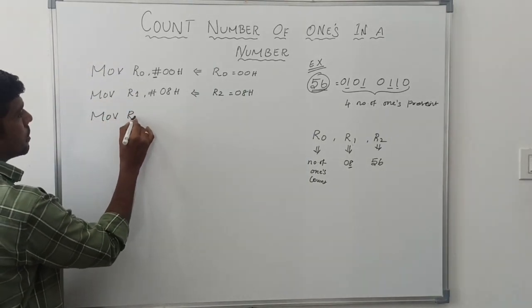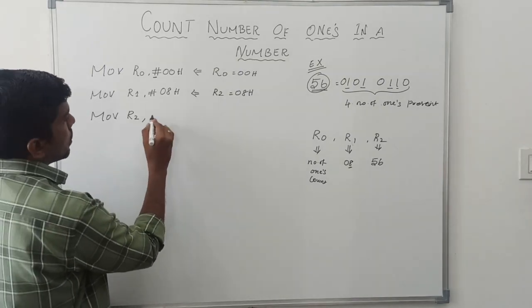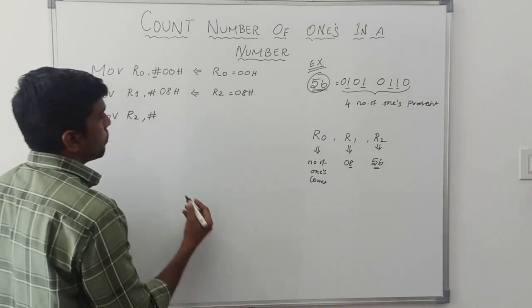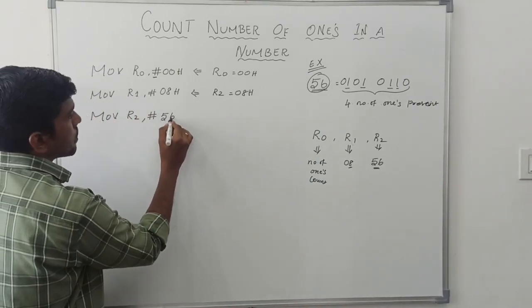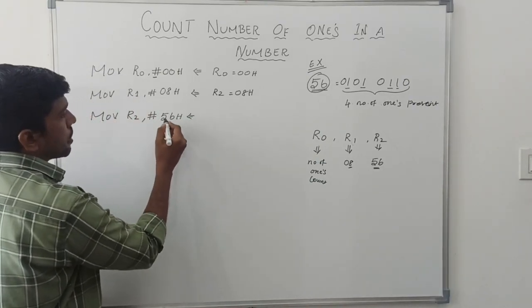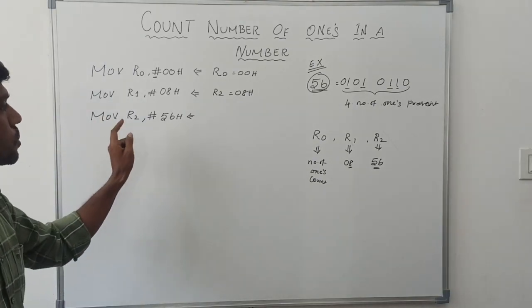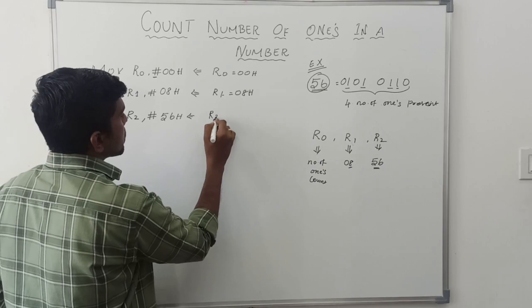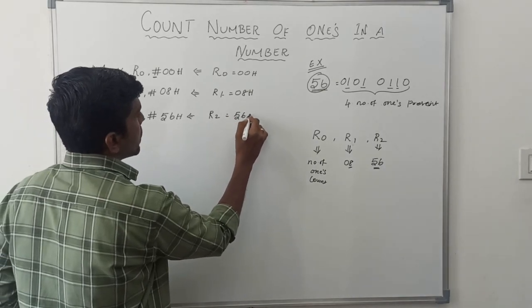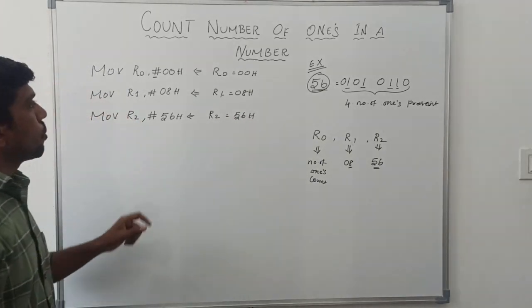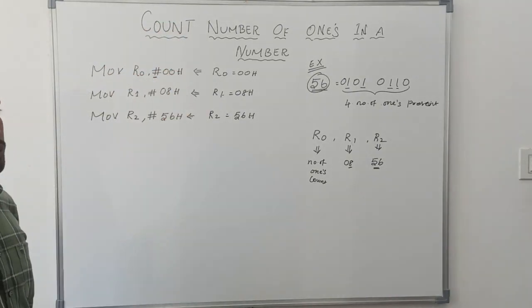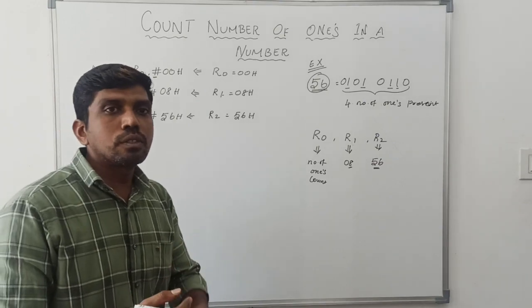Then initialize the third register R2. R2 holds the given number 56H, which is also immediate data. After execution of this instruction, the R2 value is 56H. So far we have initialized the R0, R1 and R2 registers. Now we start the operation.